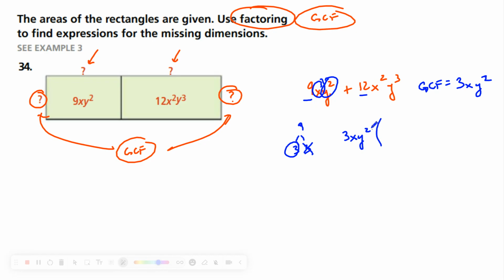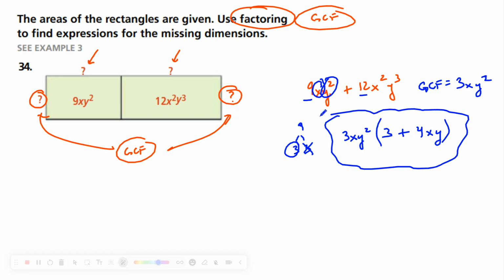And now we divide the coefficients by 3, and we subtract 1 from the x's exponents and subtract 2 from the y's exponents. 9 divided by 3 is 3. X to the first, take away 1, x goes away. Y to the second, take away 2, y goes away. That's just the 3. Plus 12 divided by 3 is 4. X to the second, take away 1 is x to the first. Y to the third, take away 2 is y. And here is our factored form.